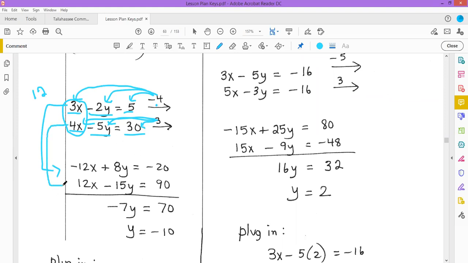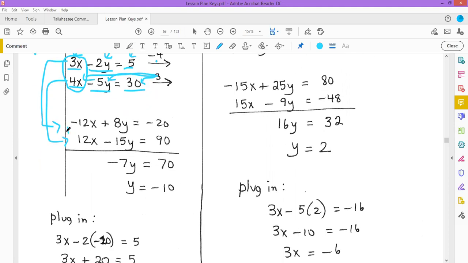The bottom equation, we're multiplying each of the terms by positive 3. So 4x times 3 gives us 12x. That's our first term. And negative 5y times 3 gives us negative 15y, equals 30 times 3 gives us 90.